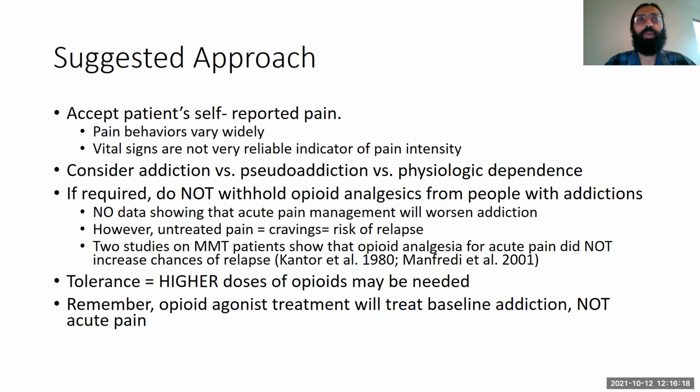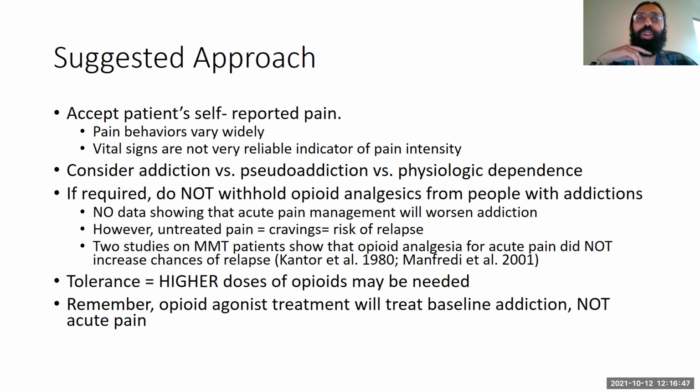Consider addiction versus the idea of pseudo-addiction versus physiologic dependence. Physiologic dependence simply means that our patients' bodies are used to a particular substance, right? So if it stops suddenly, they will experience withdrawal. And I think that in particular applies to our patients with opioid use disorder, because they do by definition have physiologic dependence and may wind up needing higher doses of medications to treat that acute pain.